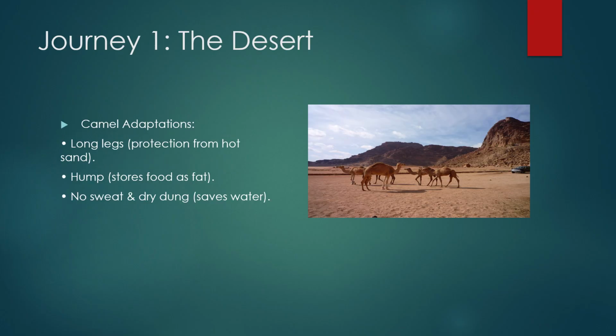Let's start our journey in the desert. Ideally, it is very hot and dry. There is almost no water. Then, how does a camel survive here? Let's look closely. First, look at its legs. They are very long. This keeps its body high up, away from the heat of the sun.